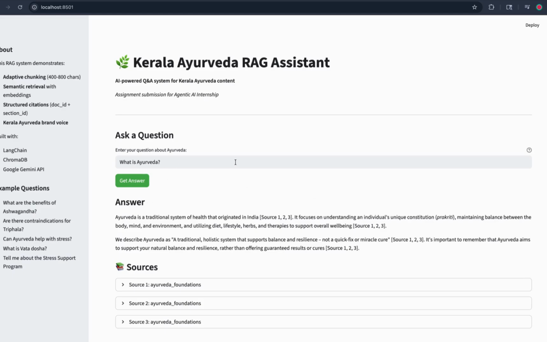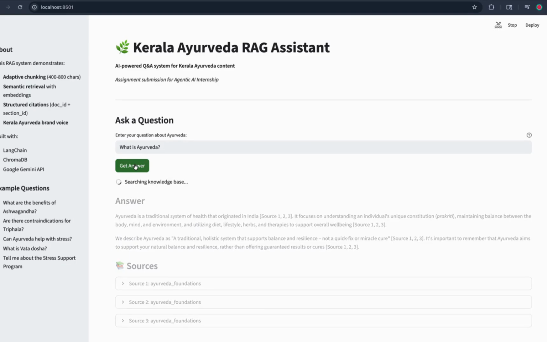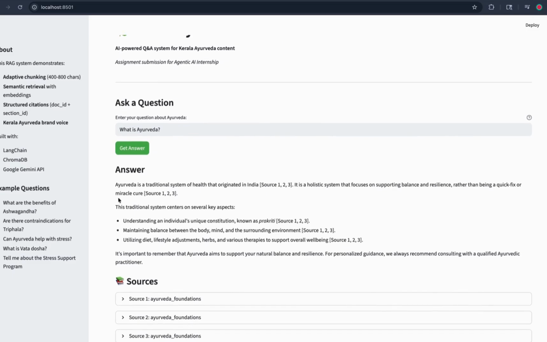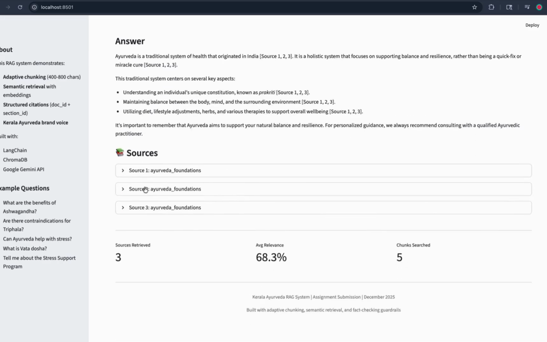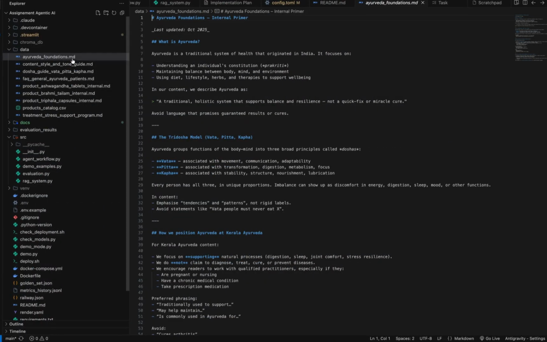So here is the input point where we can write any query about Ayurveda. Let's start with a normal query. What is Ayurveda? So let's run this once. Here we got the answer. Ayurveda is a traditional system for health that originated in India, and here we also got the citations, the sources where it came from. It came from the MD file, which is Ayurveda Foundation. We can find this over here. Yes, this was the MD file.